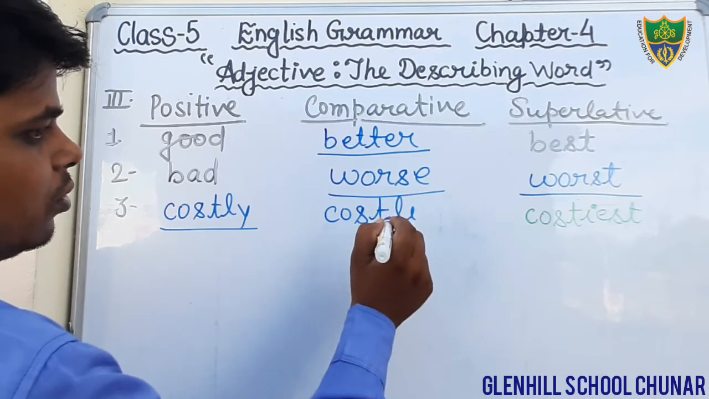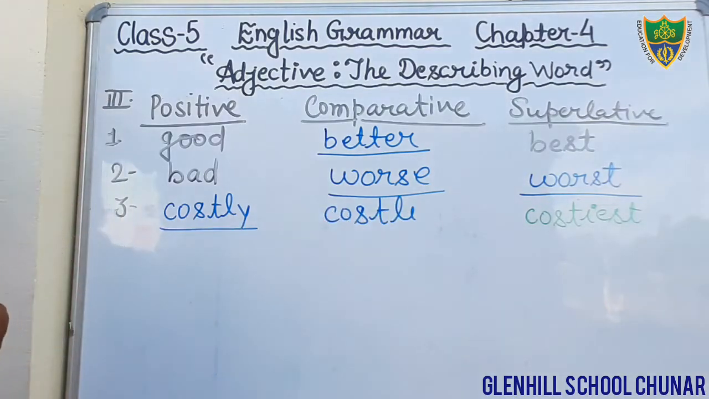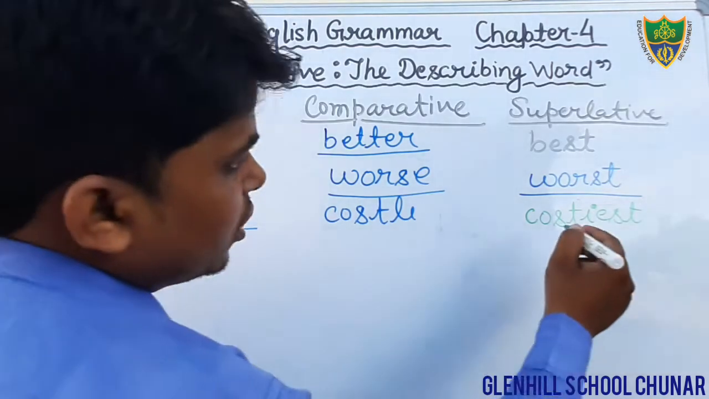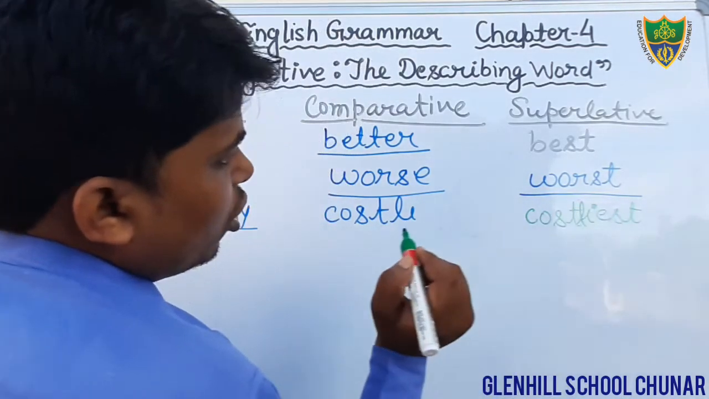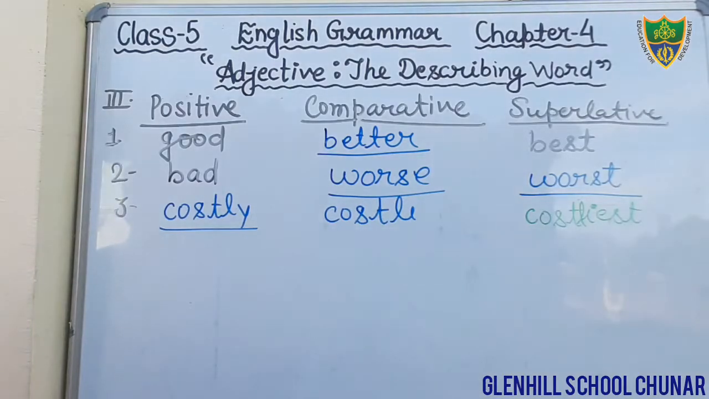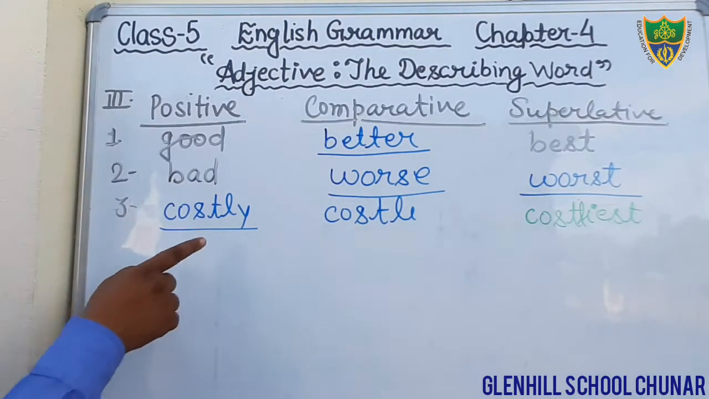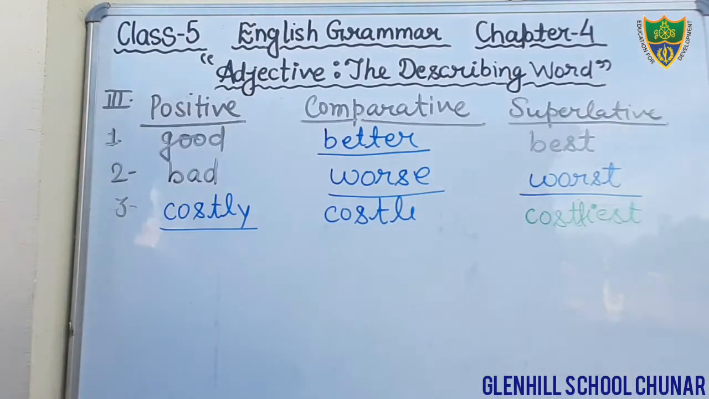Costlier. Sorry, there is some mistake in this. Costliest. There will be an L. Okay, costliest. And what would be the positive? Costly and costliest.